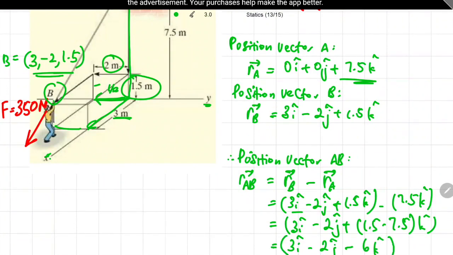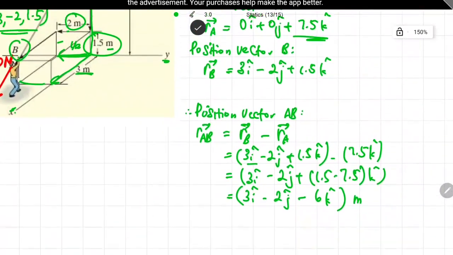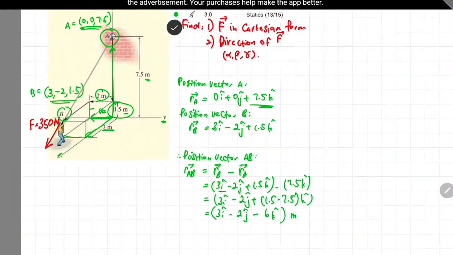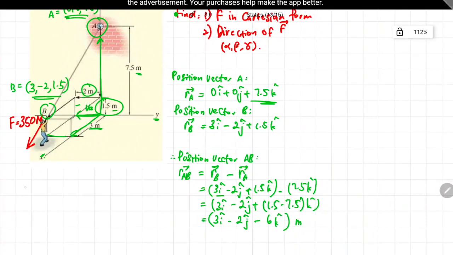What is the unit of this position vector? Tengok, measurement is all in meter, so position vector is also in meter. Next step, jom kita kira the magnitude of the position vector, ataupun dalam erti kata lain, kita nak kira the length of the tali from point A to point B. Workspace tak muat, saya tu lihat belah sini lah pula.